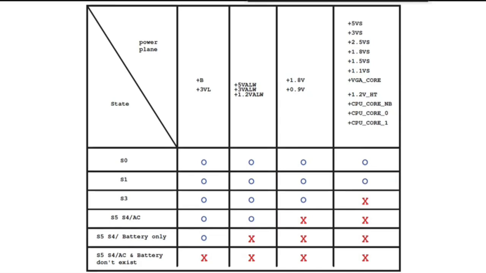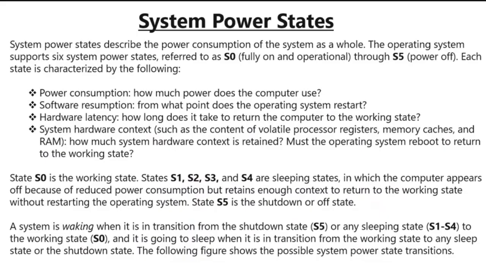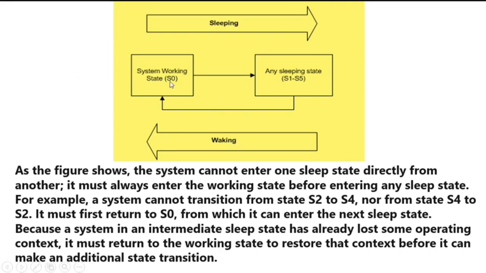Okay, so let's begin with S5 state, as you can see. So basically S5 state means the sleep state, and S0 state means the whole working state. So if we go here, for example, as you can see here we have the system working state, we have S0. Okay, so S0 means the system working state, and here if we go in this direction means S1, S3, S4 until S5 we have sleeping state. Okay, and of course from S5 to S0 we have the waking state.